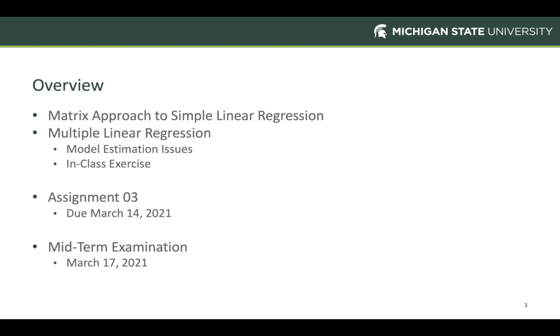As a starting point, we'll walk through a matrix or linear algebra approach to simple linear regression. We'll then expand that to a discussion of estimating multiple linear regression models. Multiple in this case means that we have more than one predictor or X variable, and we'll detail some of the model estimation issues that are germane to that end, as well as work through an in-class exercise using the same data we previously introduced that relates to noise data generated by vehicles contacting pavement rumble strips.